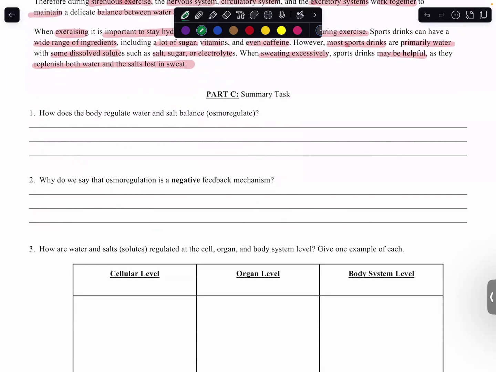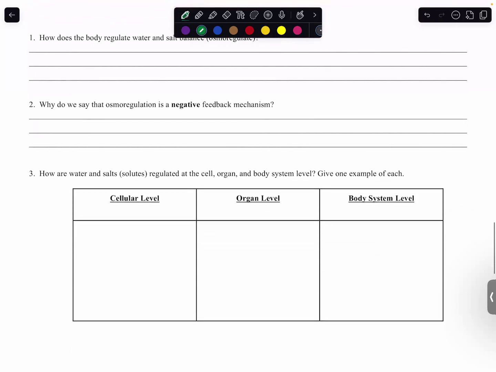Number 2 says, why do we say that osmoregulation is a negative feedback mechanism, right? If you go back to the engage of thermoregulation, where we spoke about negative and positive feedback mechanisms, why is this osmoregulation, water and salt balance, considered a negative feedback mechanism, right? And not a positive one? And then number 3, how are water and salts regulated at the cell, organ, and body system level? Give one example of each, right?